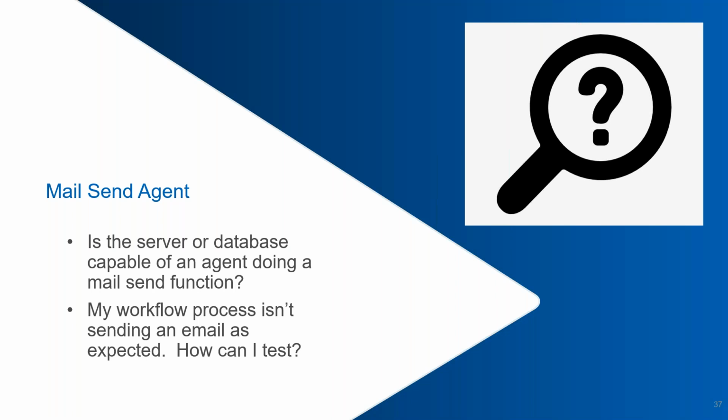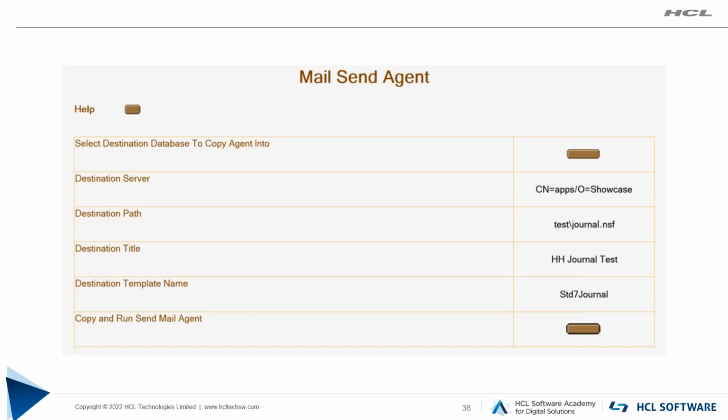And I can also say, for a particular database, is that workflow working? And how can I go about testing that? Specifically, there is a mail send agent function. What I can do is select any database in my environment that I have access to. And of course, remember, you always have full access admin. What it's going to do here is copy a mail send agent to that particular database and run it, sending an email message to me.